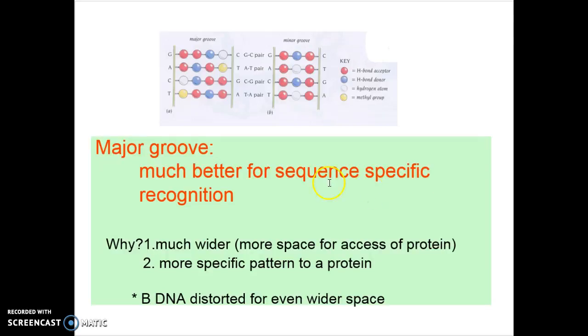In sum, the major groove provides a much better available site for sequence-specific recognition by proteins, simply because it provides wider space and more specific patterns to the protein.